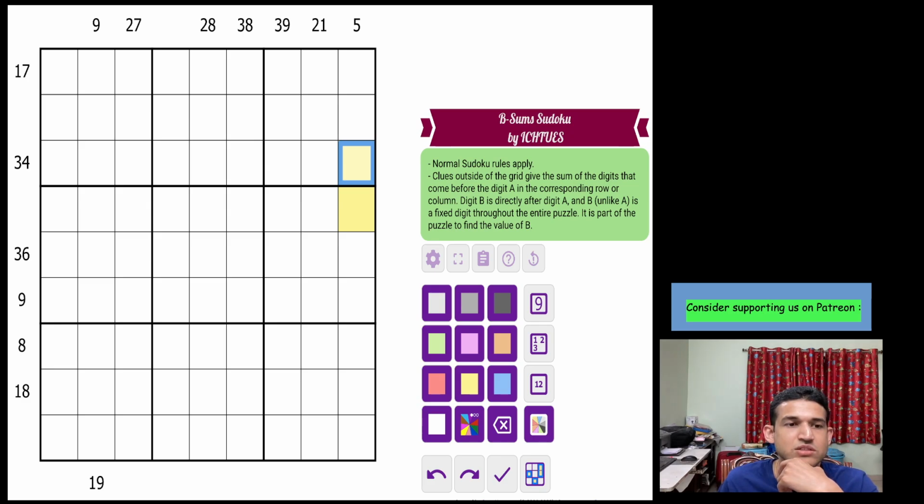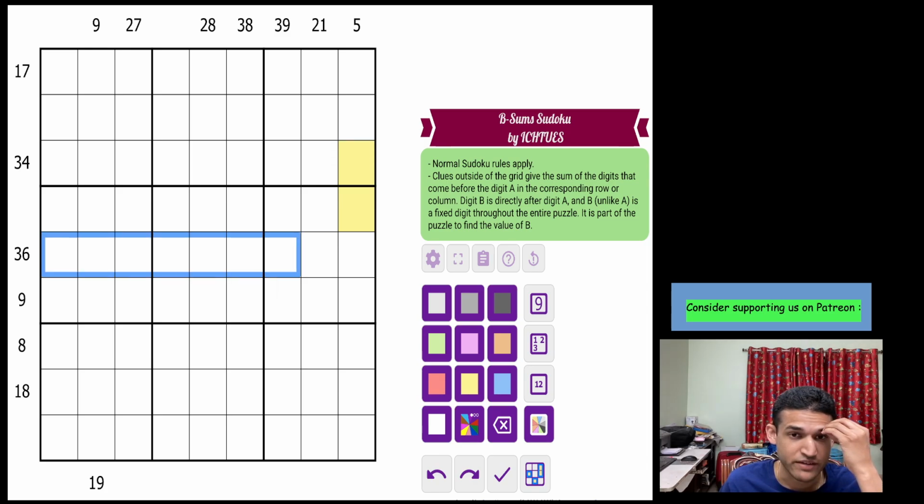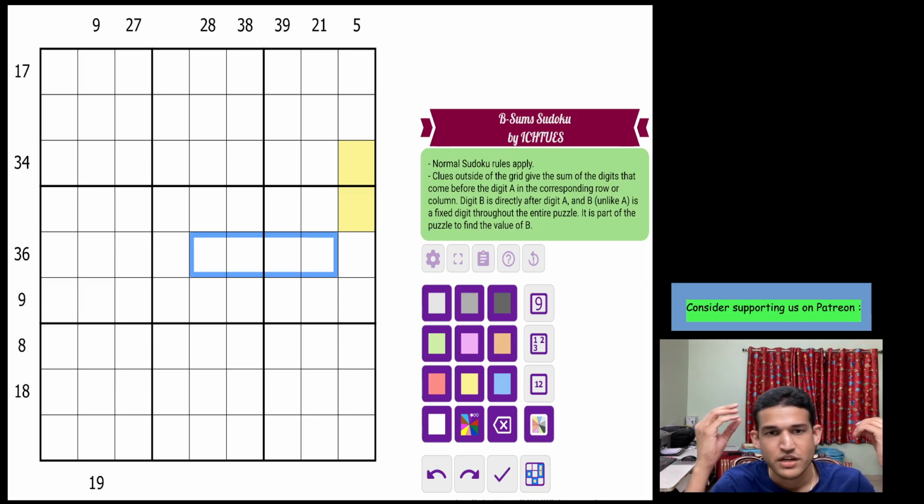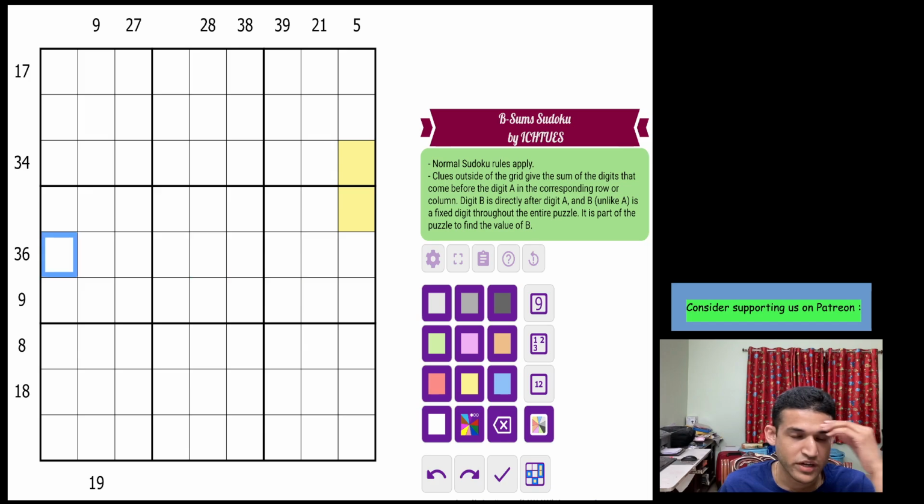Okay. So consider the clue given outside row 5. You can't have B here. So B is going to be in any of these cells. But for 36, we will need at least 6 digits because 5, 6, 7, 8, 9 is 35, which is kind of the maximum, and you'll need one more. So 36 is going to take at least 6 cells. And then A is going to come. And then you'll have B here, right? So this is kind of forced.